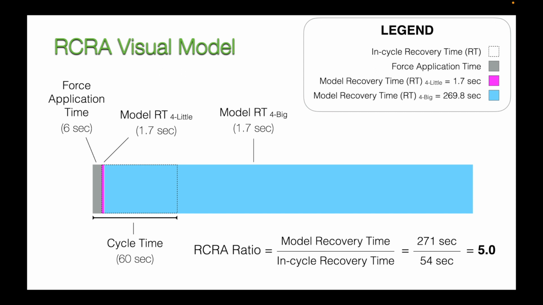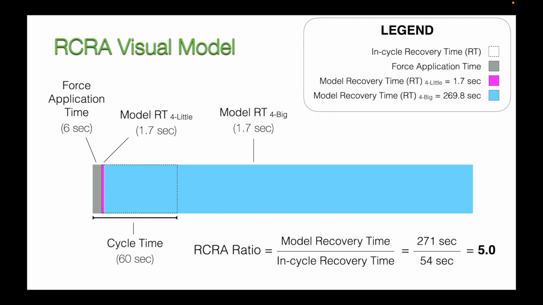That's the little area in the dotted or dashed line. So we calculate when we don't have sufficient recovery time. Well, the main metric for the RCRA is a ratio of the model recovery time divided by the in-cycle recovery. In this case, we had 54 seconds of in-cycle recovery, and our model recovery time we calculated for those 4 little forces and 4 big forces was 271 seconds in total. So the ratio is 5.0.